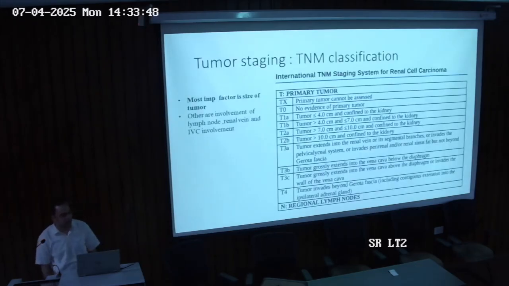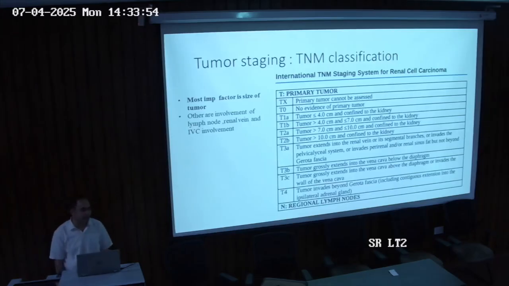So now is the tumor staging. The most common classification is the TNM classification. Previously, another staging procedure was the Robson staging. This is an MCQ: Robson staging is done for RCC. But nowadays, for every malignancy we are using the new TNM classification. This classification depends on the size of the tumor and lymph node status.